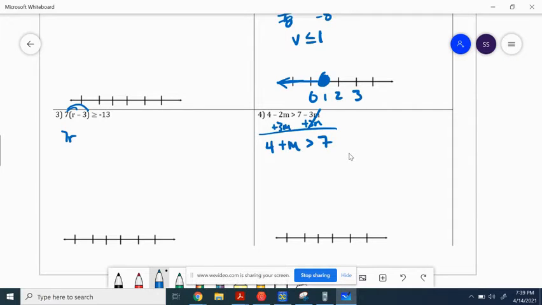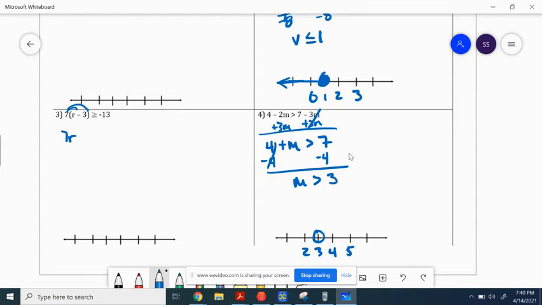And now I want to get the variable by itself, so I need to get rid of that 4. It's a positive 4, so I'm going to subtract it. Subtract on one side, I need to do it to the other side. So I'm left with m is greater than 3. And we can go ahead and plot this out. 3, 4, 5.